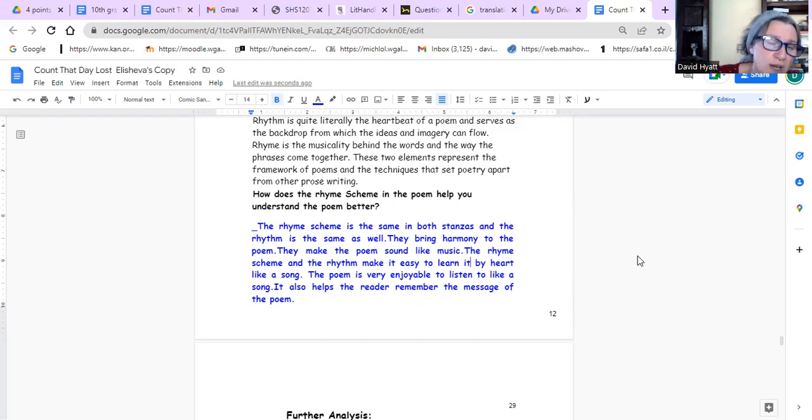אוקיי? המטרה של שירה שזה המילים עצמן נשמעות כמו מוזיקה. It also helps the reader remember the message of the poem. Therefore, זה עוזר לך לזכור את המסר של השירה.